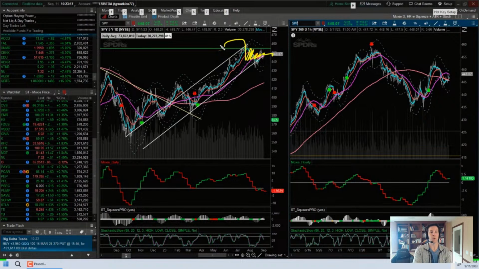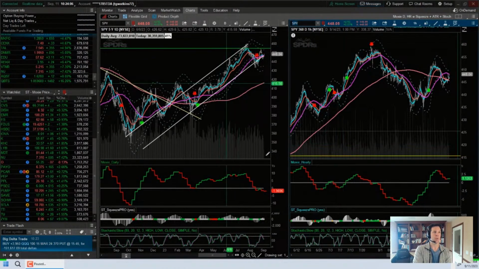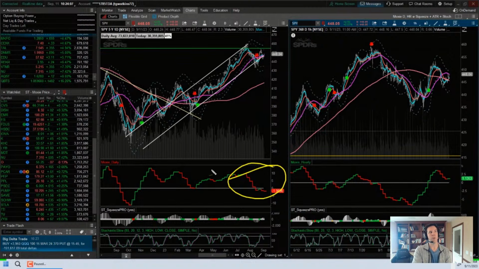Since there is no momentum, and momentum has just been kind of sucked out of the market for almost 2 months at this point, I think that the Moxie indicator is kind of cycling back down. So we don't have any confirmed signals yet on the daily chart. We're still kind of watching it.